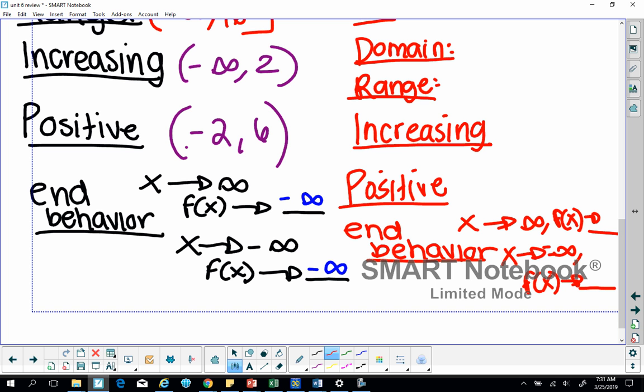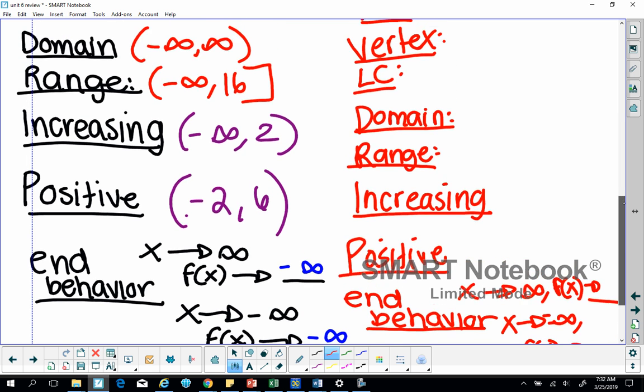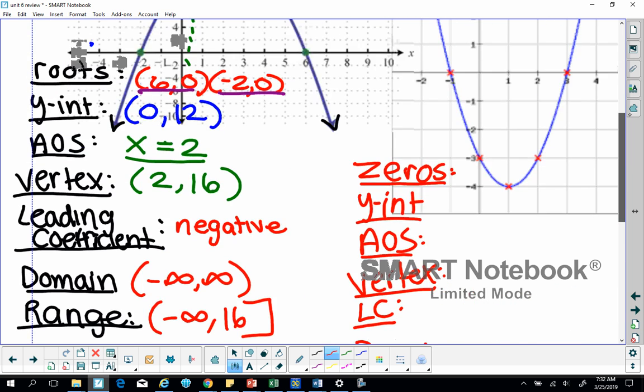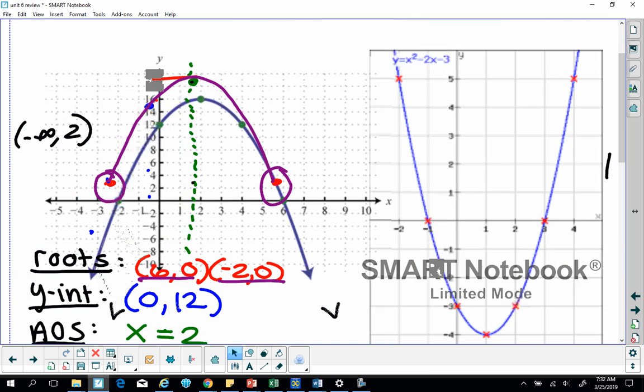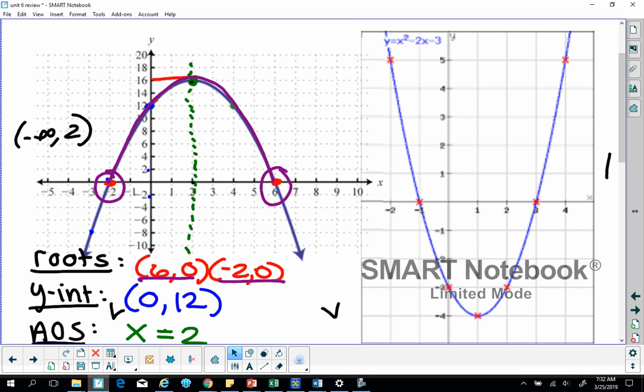I'll give you a few minutes to try the next one. You're doing the exact same thing. So you don't have to, you can rewrite it, but you're finding the same thing: the roots, the y-intercepts, vertex, axis of symmetry. So you're going back up, and you can use the one next to it as a guideline. And so you're finding all those same things using this graph right here.